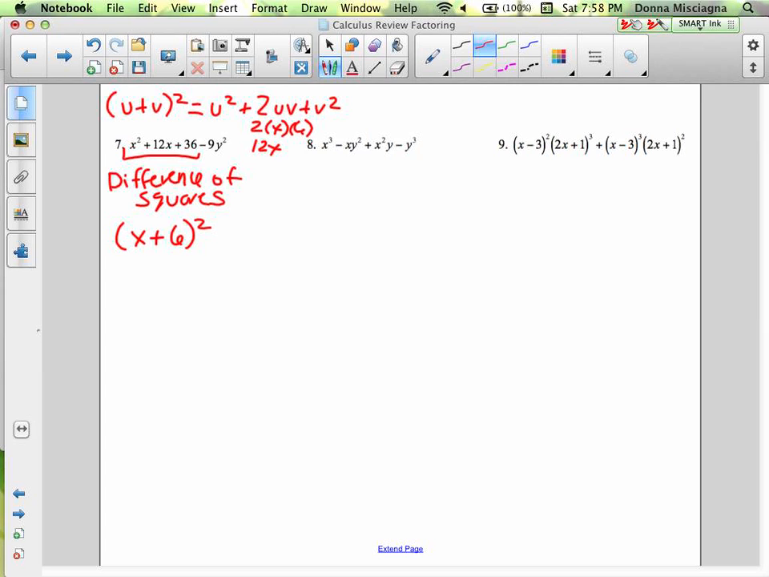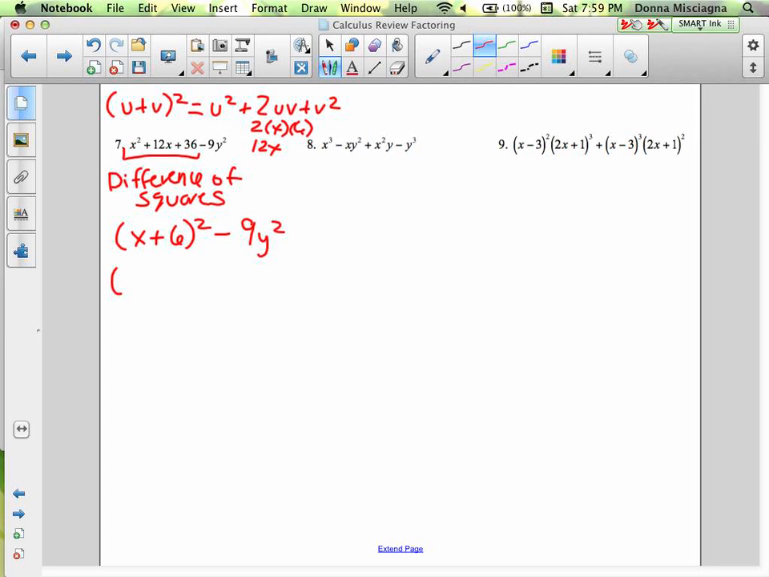X squared plus 12x plus 36 is x plus 6 times x plus 6. Multiplies to give me 36, adds to give me 12, is going to be 6 plus 6, and 6 times 6. And so you have x plus 6 squared minus 9y squared. Right? So it's just going to be square root plus square root minus square root.